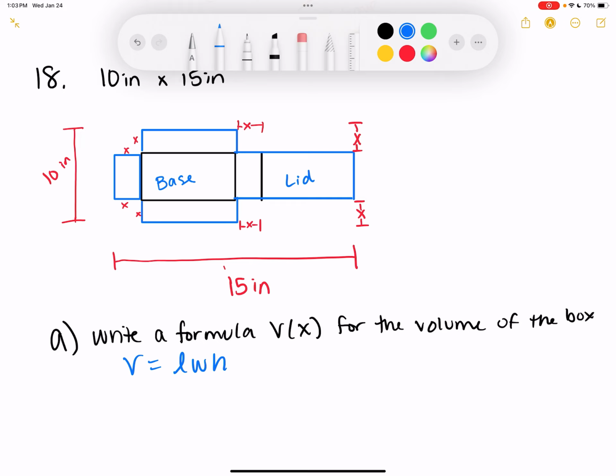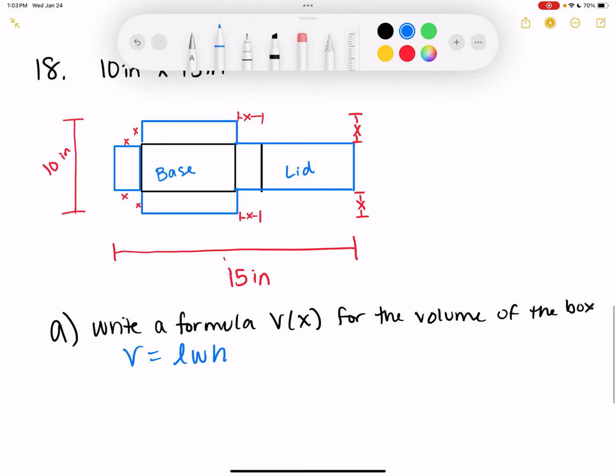Alright, so what is my length? 15. Of the box. AKA, what's this length right here? 7.5. Close. 7.3.